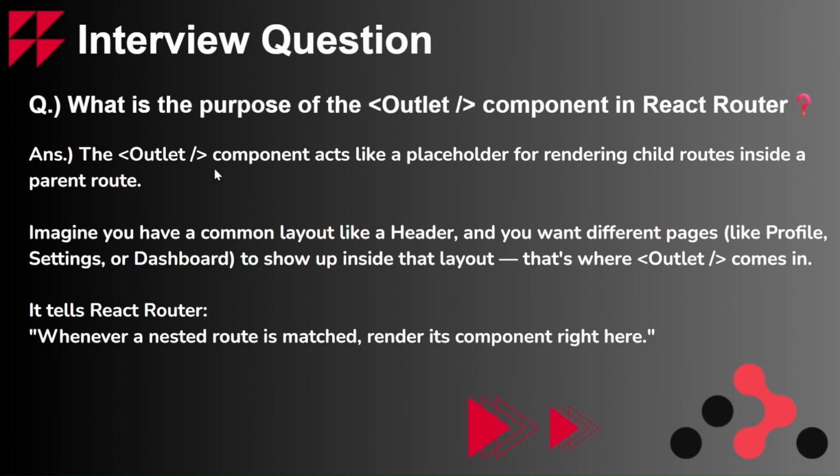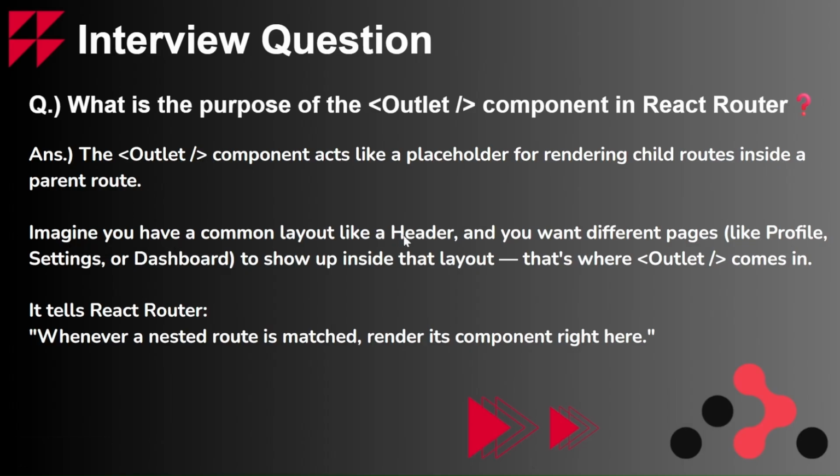The answer for this can be: the outlet component acts like a placeholder for rendering child routes inside a parent route. Okay, so if we have this kind of setting where we have a parent wrapper and then the nested child routes inside that, then in order to render the child components, we need to use outlet. Okay, so here is an example.